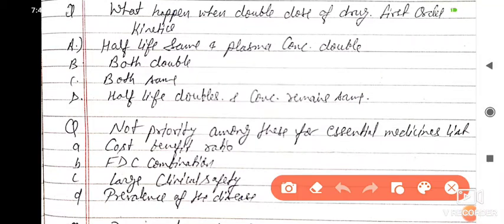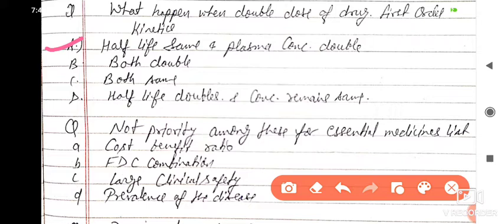Now, what happens when you double the dose of a drug with first order kinetics? If you double the dose, half-life is always the same in first order kinetics, but plasma concentration is double. So the answer is A.